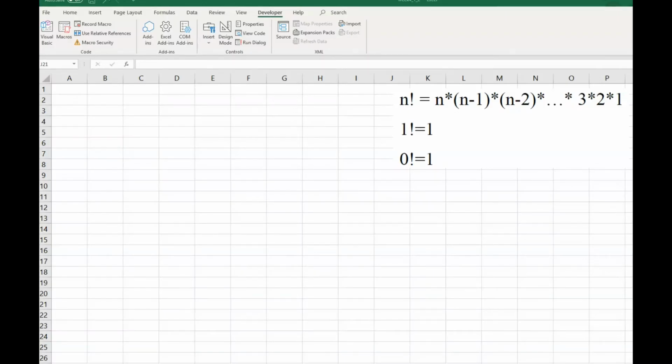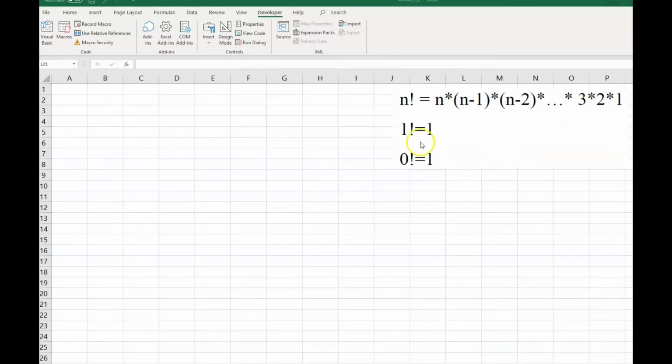Here I show how to calculate factorial. Okay. On top right, I list the definition of factorial. Formula to calculate factorial: n exclamation mark equals n times n minus 1 times n minus 2 times, continue this way, times 3 times 2 times 1.